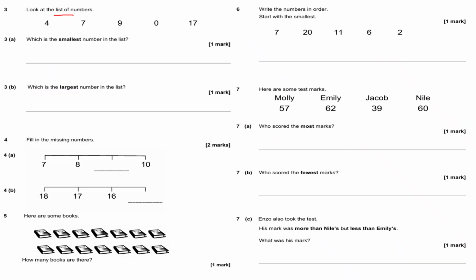Question number 3. Look at the list of numbers 4, 7, 9, 0, 17. Part A. What is the smallest number in the list? That will be 0. Part B. Which is the largest number in the list? That'll be 17.